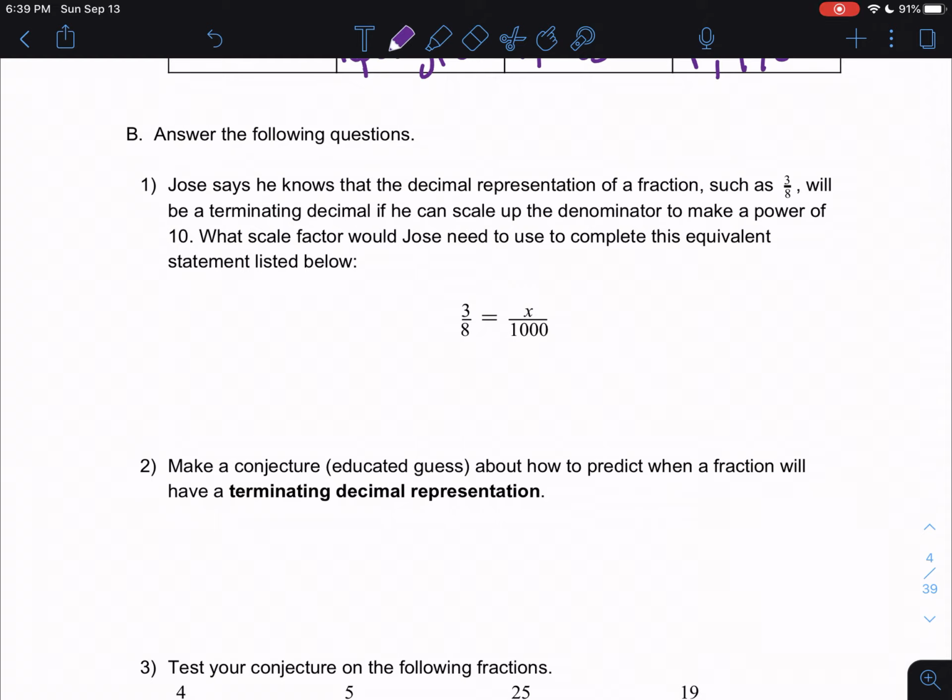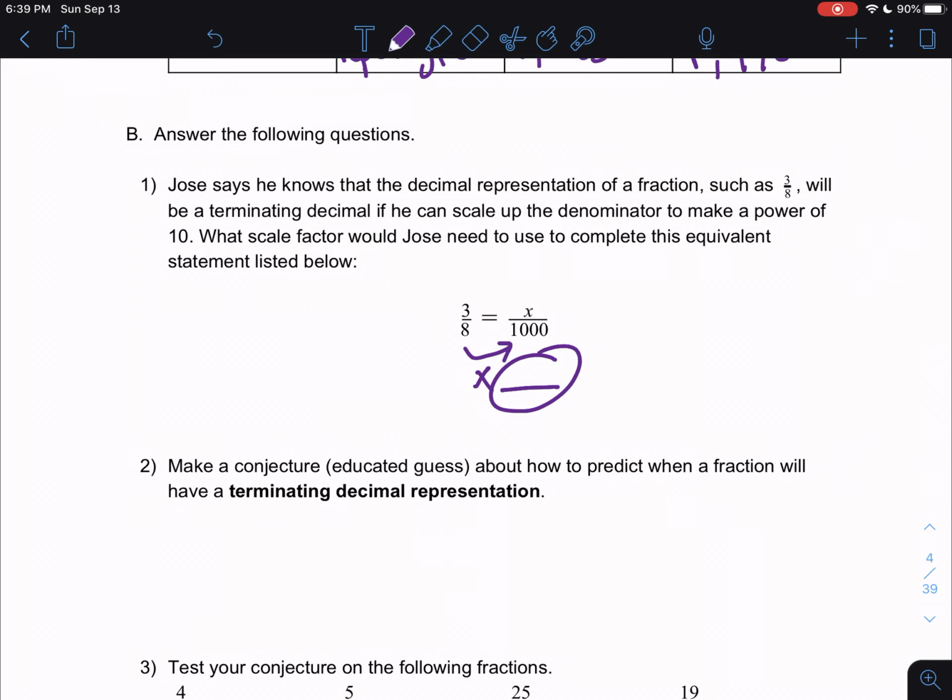So we have this guy, Jose. He says that he knows that the decimal representation of a fraction, such as 3/8, will be a terminating decimal if he can scale up the denominator to make a power of 10. So that means like 3/8 equals something over 1,000. If he can do that, then it would be terminating. So what they want to know is what scale factor would Jose need to use to complete this equivalent statement listed below. So what they're asking is what can you multiply 8 by to get to 1,000? And that's that scale factor.